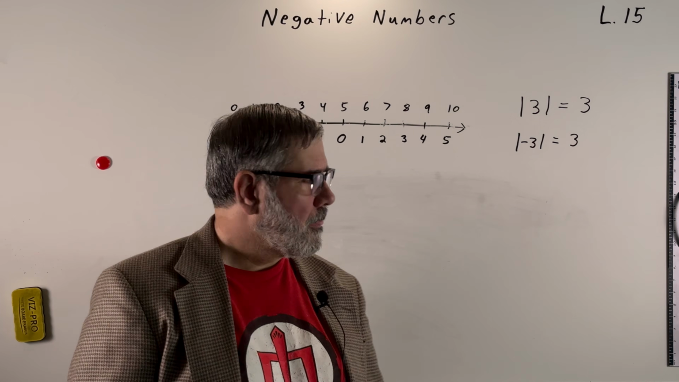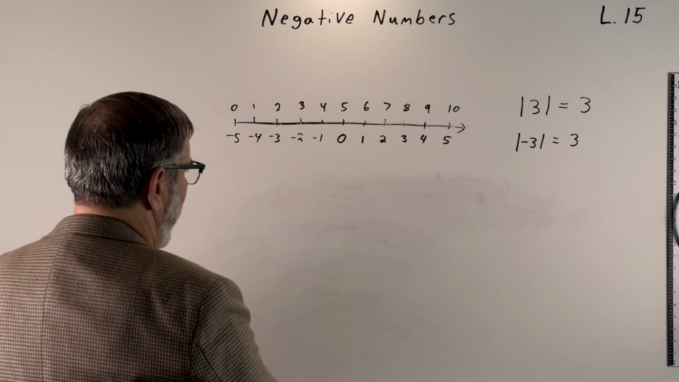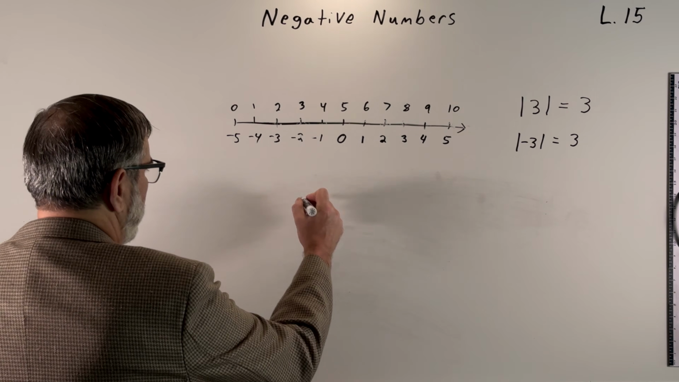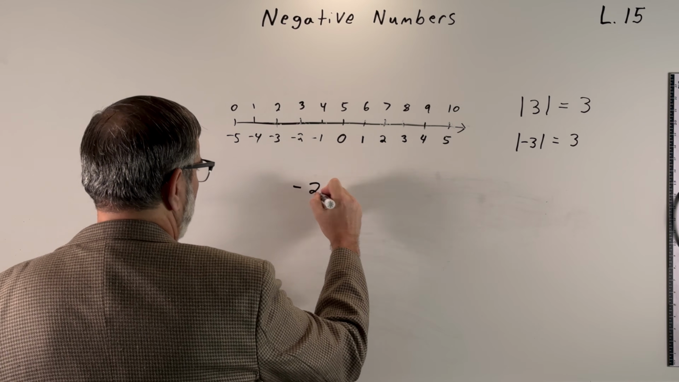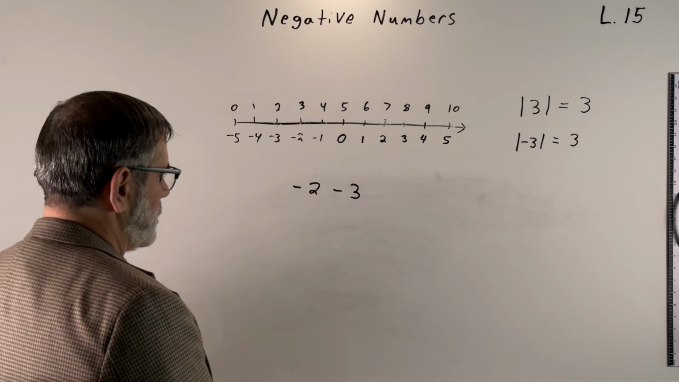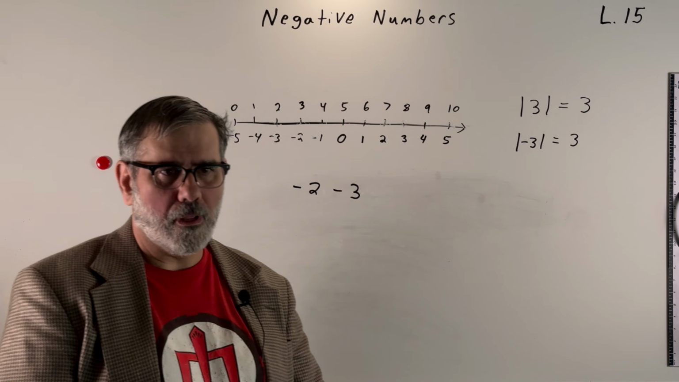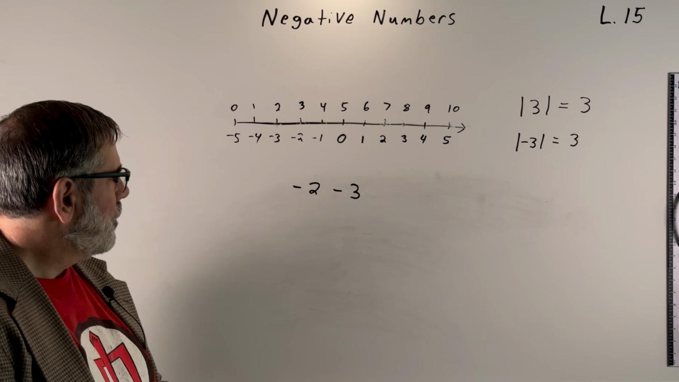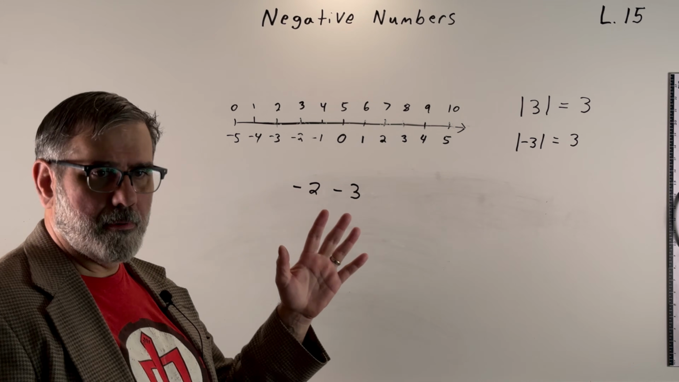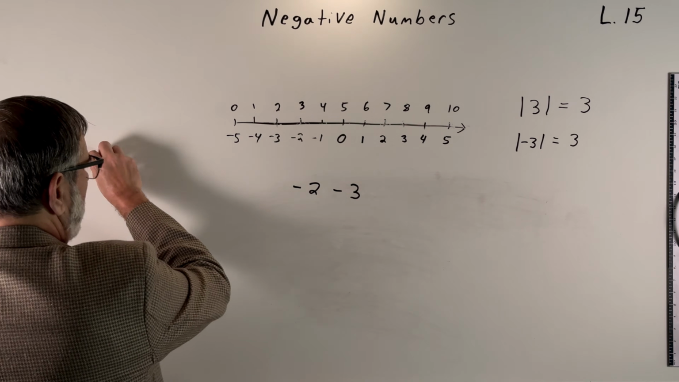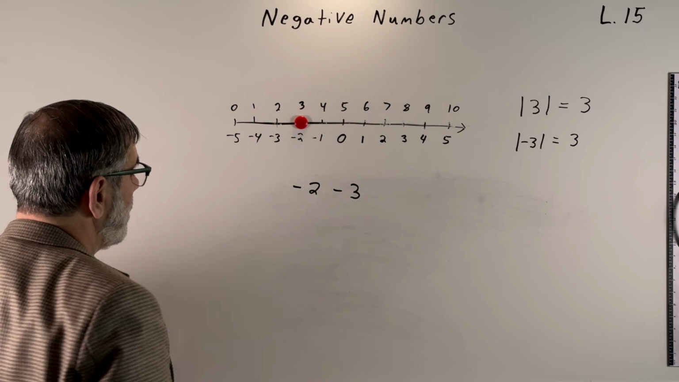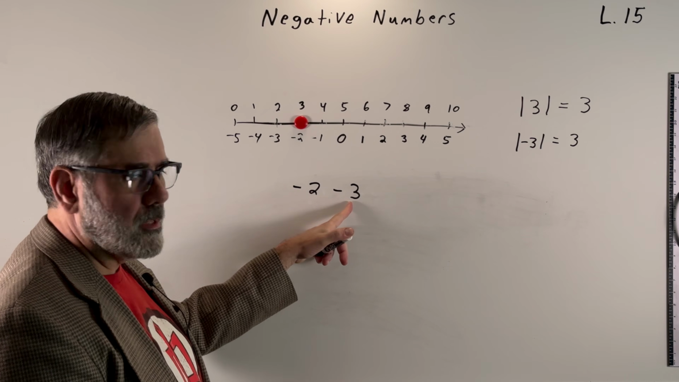Okay? But what happens if we're adding two negative numbers? So how about minus 2 minus 3, which is also minus 2 plus negative 3, if you'd like. Well, what does it tell us to do? We can just interpret it like we did before. It would say start at minus 2 and move 3 units to the left.